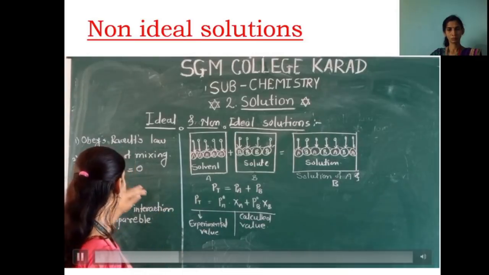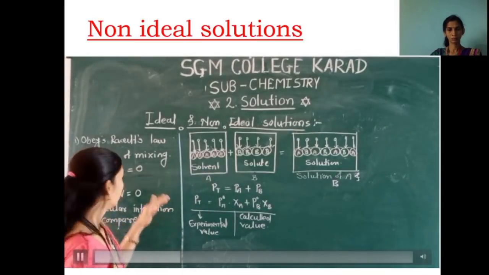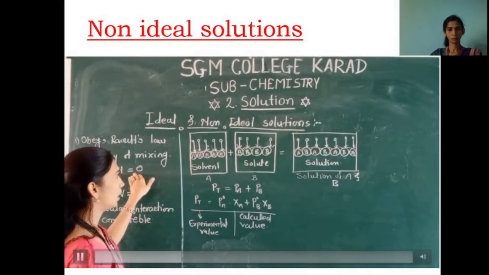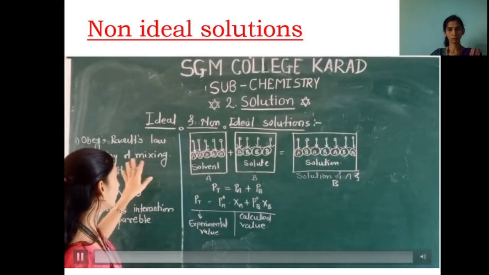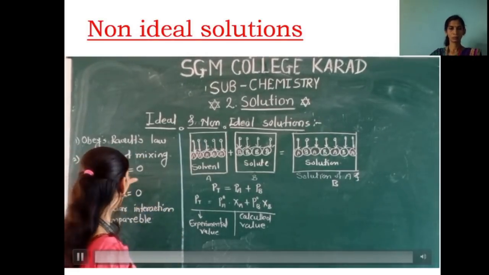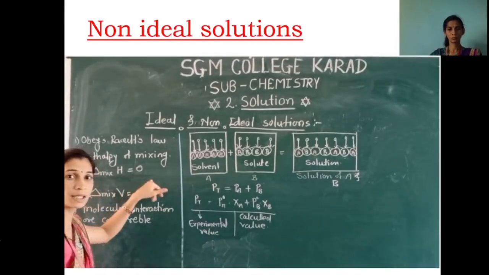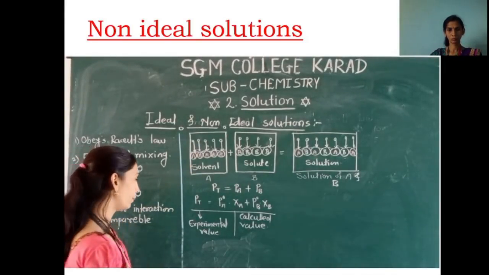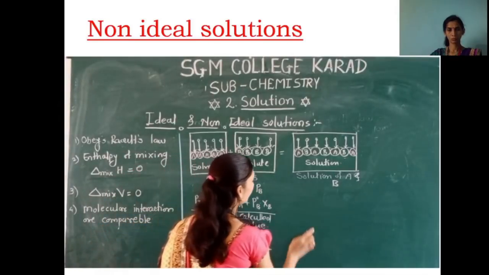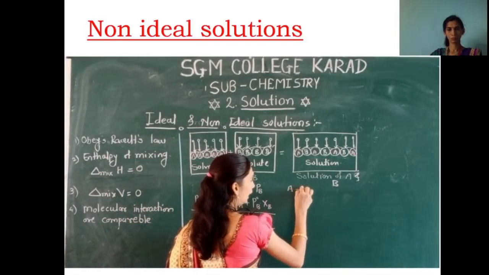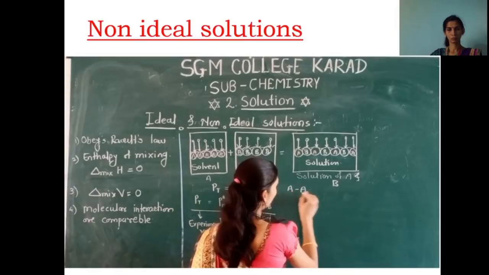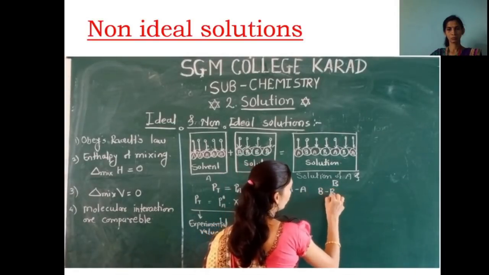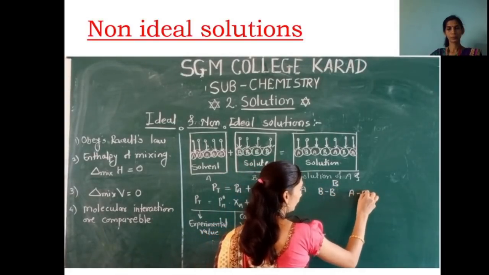सेकंड बघा, आपण काय बघितलं, for ideal solution enthalpy of mixing is 0. That means the value of delta mix H is equal to 0. But in the case of a non-ideal solution, what happens? See here, AA, that means our solvent, BB, our solute, and A and B.